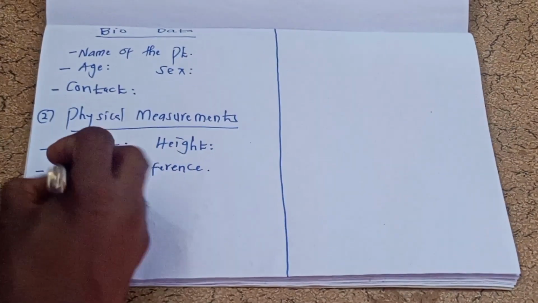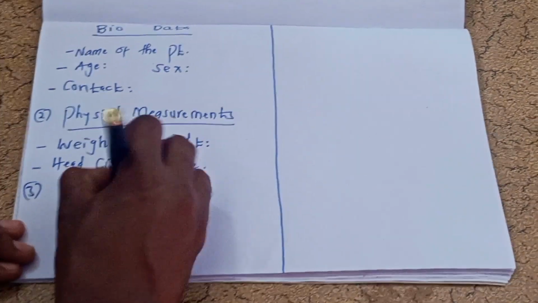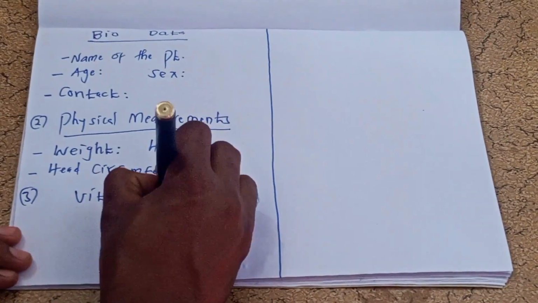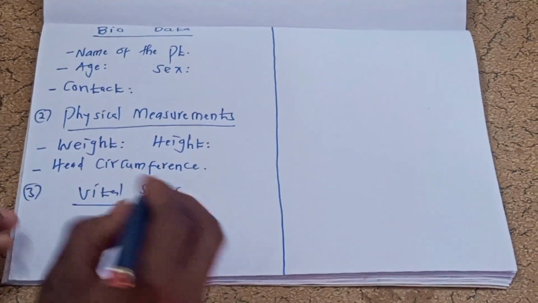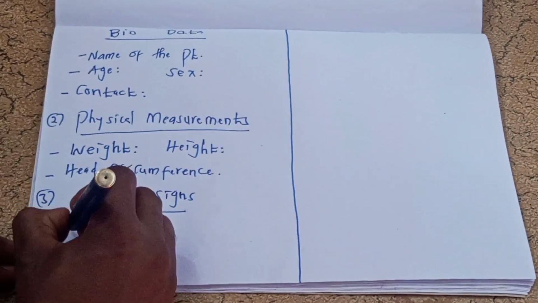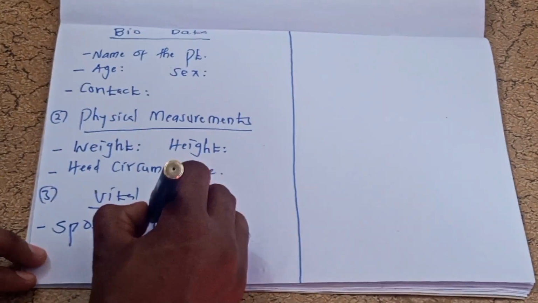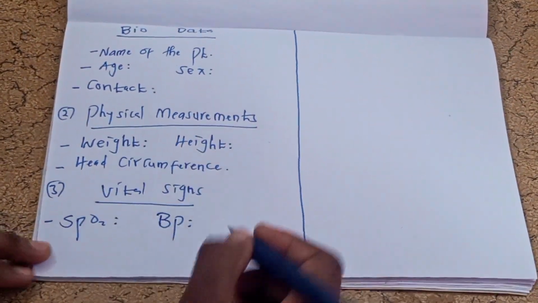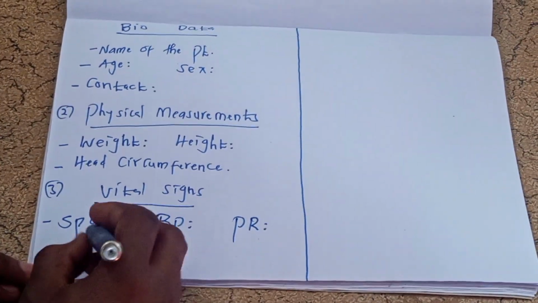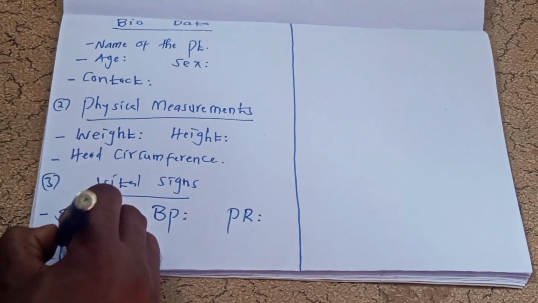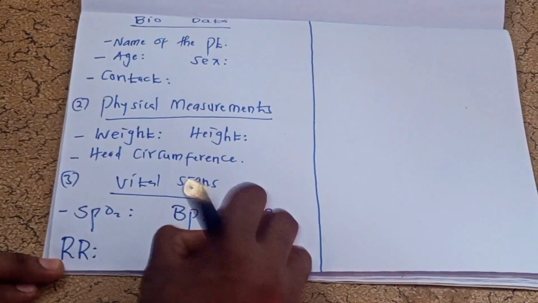Then the third thing we need to have is the vital signs. This includes the SpO2. We also have the BP, which is the blood pressure. We also need to have pulse rate, respiratory rate, and lastly the temperature of the patient.